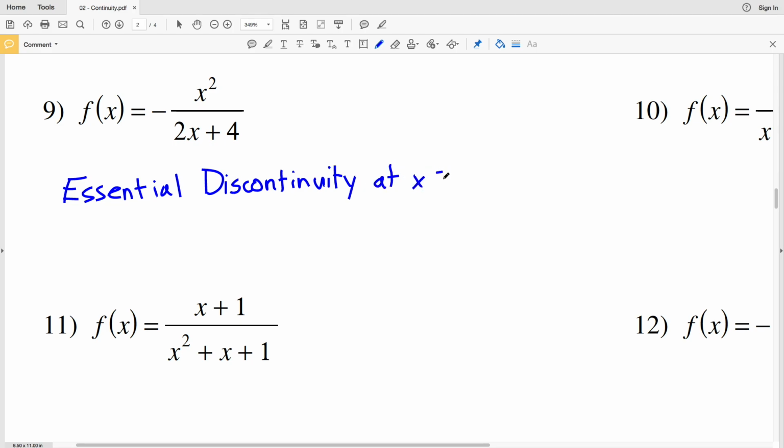and that occurs at x equals, well, we have to find out when this denominator is equal to 0. 2x plus 4 equals 0 when, subtracting 4 from both sides, we have 2x equals negative 4, and when I divide both sides by 2, I get that x equals negative 2. So there's an essential discontinuity at x equals negative 2.